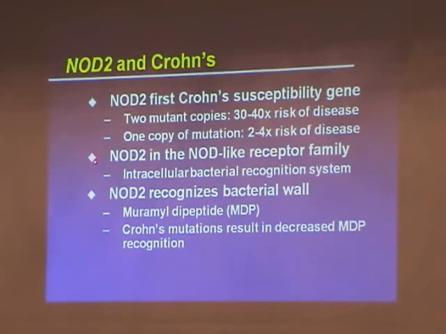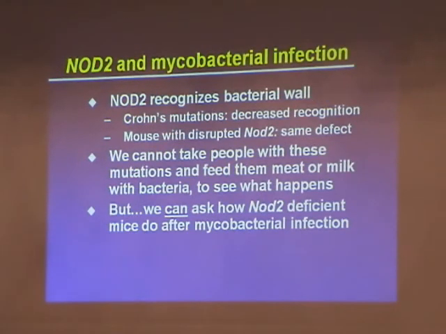It is known that NOD2 belongs to a family of proteins that work as intracellular bacteria sentinels. They recognize bacteria inside the host cell. And in fact, it is known from 2 groups that the thing it recognizes is the bacterial cell wall, and specifically a chemical called muramyl dipeptide that is in the bacterial wall. We know that people with Crohn's mutations have decreased recognition of this MDP, so we asked ourselves in the lab, how could we try to understand this in an experimental setting?